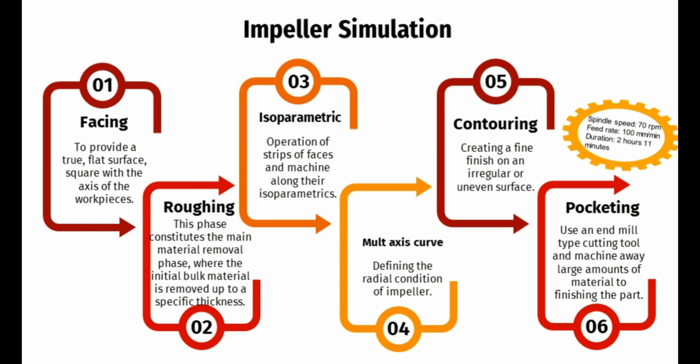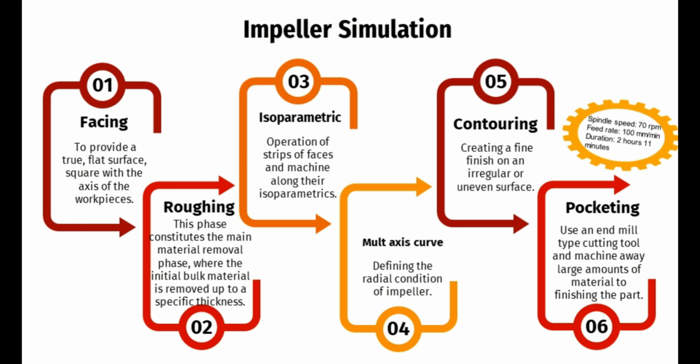Next is impeller simulation. We have generated 6 machining processes to produce the washing machine impeller. We are using a milling tool throughout the process. And basically, the first process is facing machining. This process is to provide a true, flat surface, square with the axis of the workpiece.